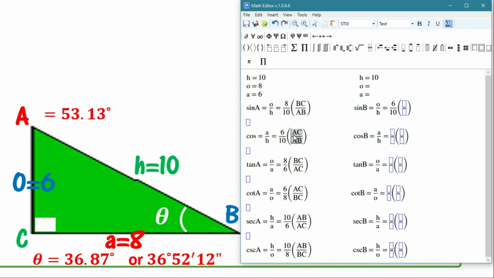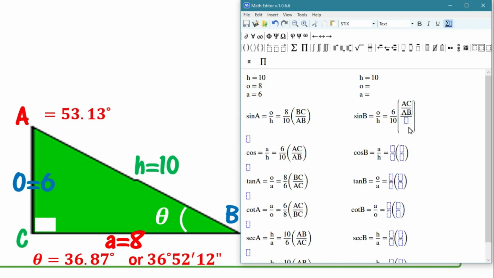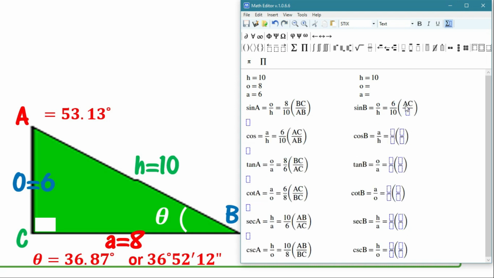Alright, so let us just copy this one, and we'll be comparing this to our previous video. Alright, so let us now get the cosine of B. Cosine of B equals adjacent side over the hypotenuse, and our adjacent side here is 8, meaning that's going to be 8 over the hypotenuse, which is 10. Alright, and we all know that the adjacent side is side BC, so that's going to be BC over AB.